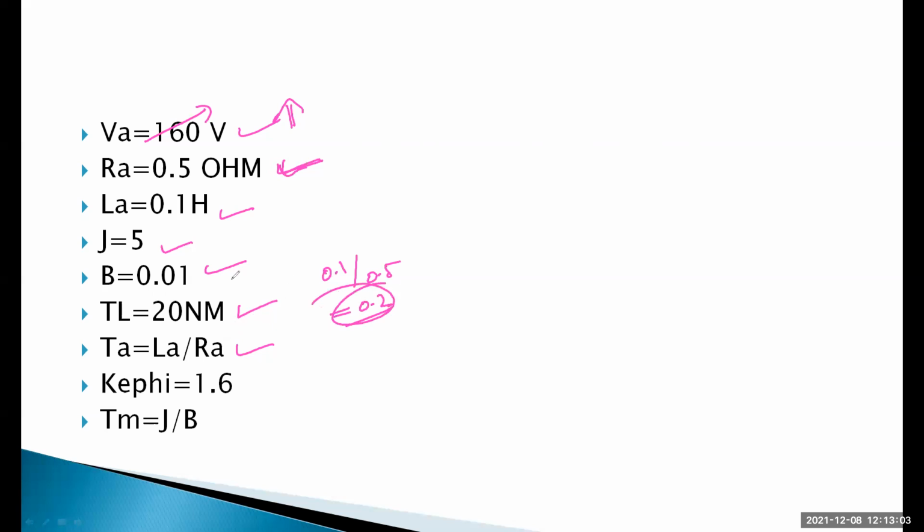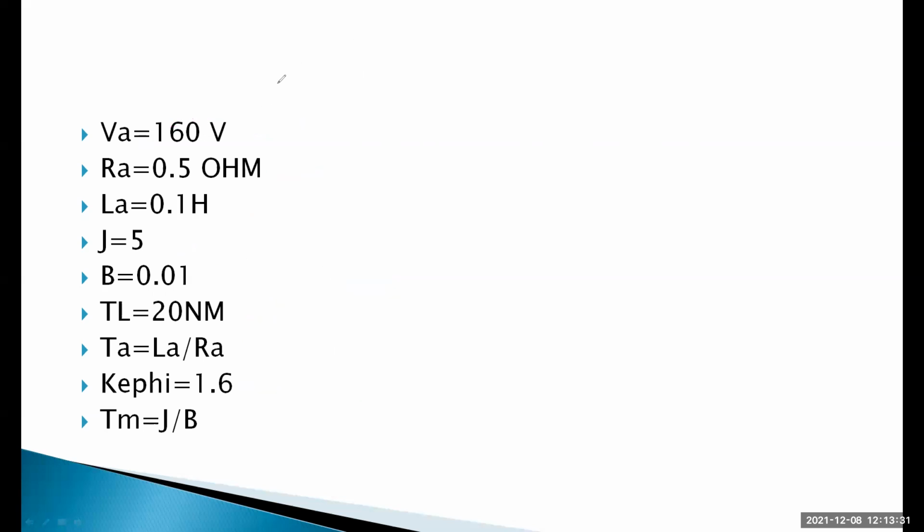Taking the values, KE into phi, that is KE phi, is equal to 1.6. This is the question I'm taking, and the motor time constant is equal to J by B. In this way I have to give the parameters, the different types of values in the workspace.